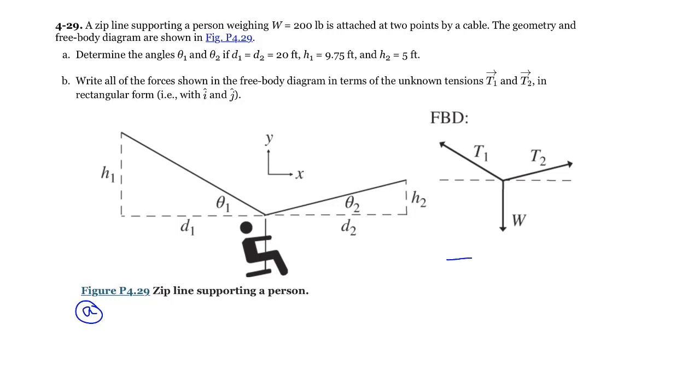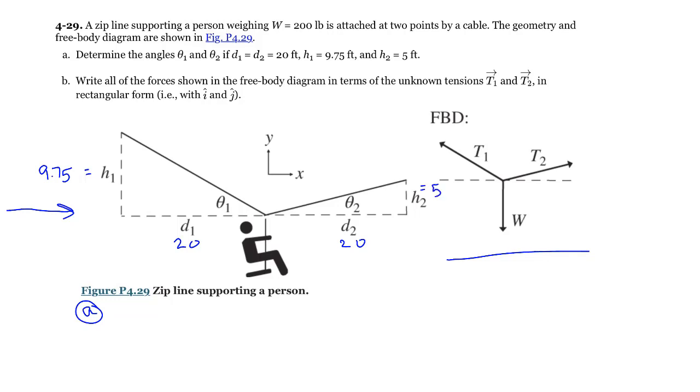This is the free body diagram, and this is the picture of really what's happening. Determine angle theta 1 and theta 2. They're giving us some information that allows us to find theta 1 and theta 2 because we're going to use that to do the free body diagram. So we're going to start off by saying that we know this is equal to 9.75, and these are both 20, and they're all in feet, and H2 is 5.